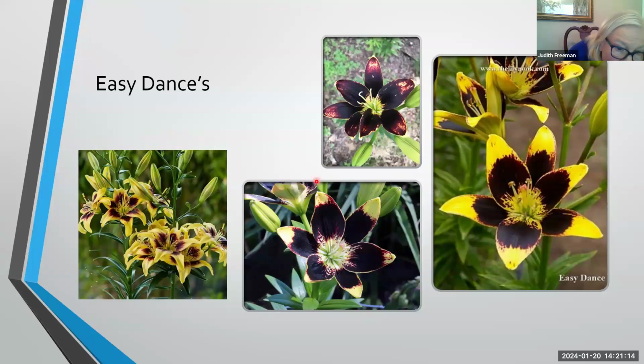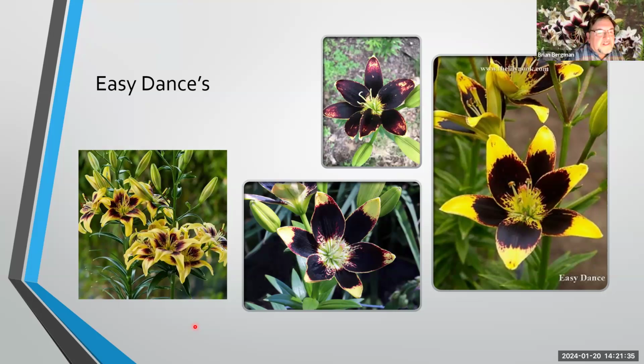The one on the left, I can't tell what the anthers look like, but they look tiny too. Yeah. And so these are all called Easy Dance, and time will tell which one is the true Easy Dance. They sold out of Holland 10 or 15 years ago. They sold a lot of cultivars, and they had the names mixed up, and that originated a lot of these questions.